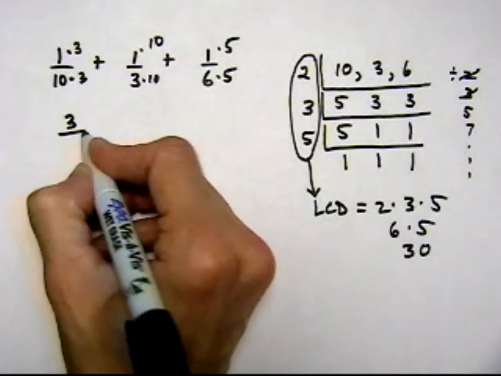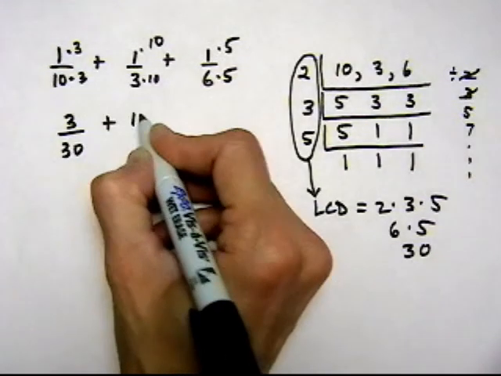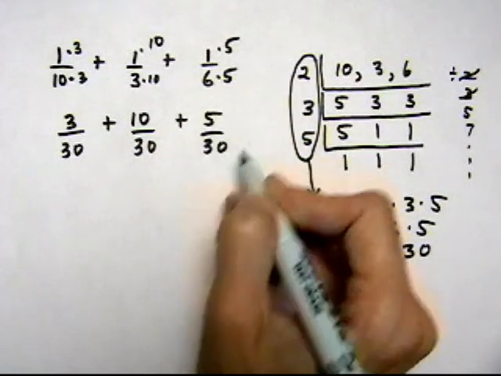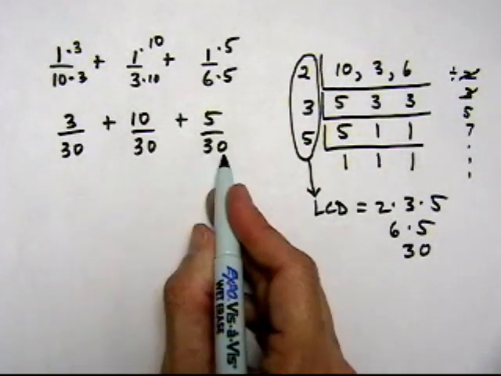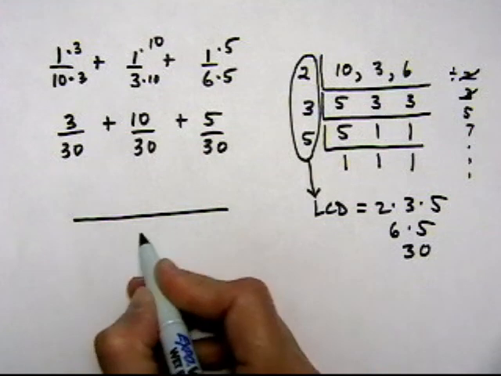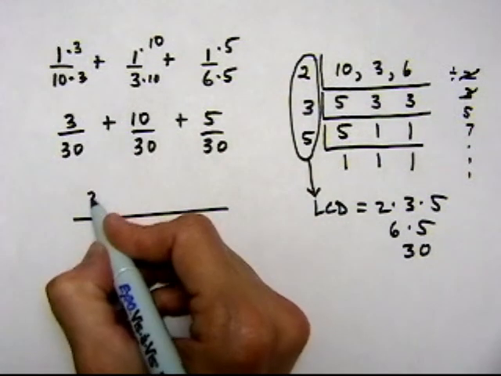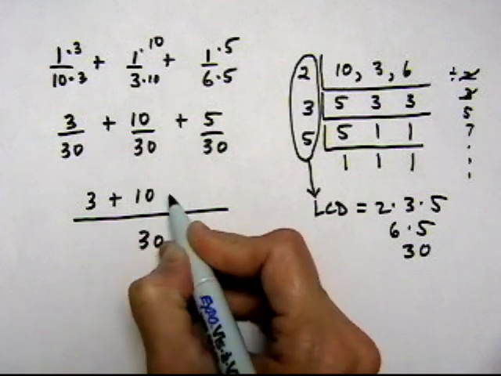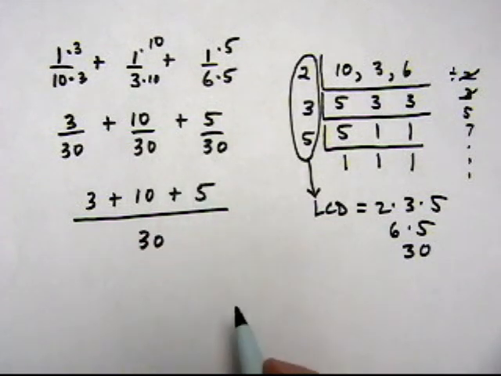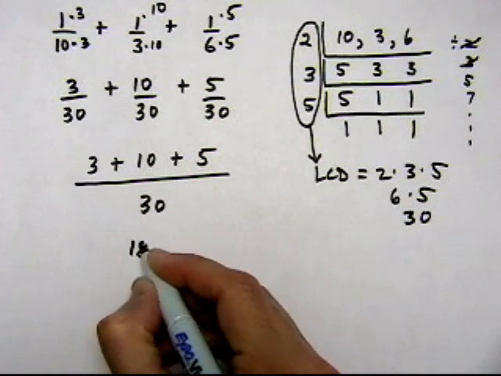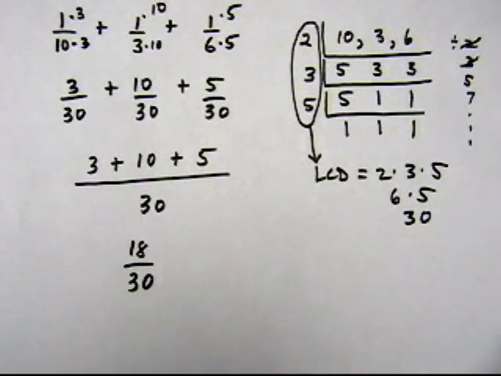And that gives us 3 over 30 plus 10 over 30 plus 5 over 30. Now that we have all like denominators, we keep the denominator and go ahead and do whatever the numerators are having done to them, which is, in this case, all addition. 3 plus 10 plus 5. And that gives us 13 plus 5, or 18 over 30.